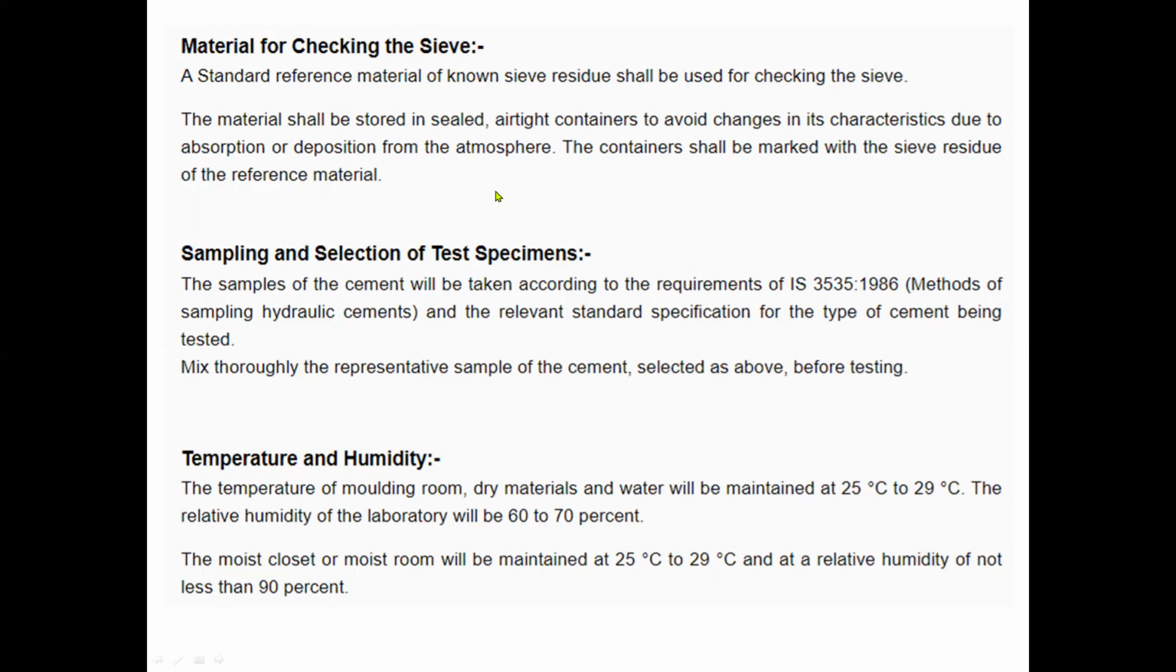Let us now proceed to temperature and humidity. The temperature of the molding room, dry materials and water will be maintained at 25 degrees Celsius to 29 degrees Celsius. The relative humidity of the laboratory will be 60 to 70%. The moist closet or moist room will be maintained at 25 to 29 degrees Celsius and at a relative humidity of not less than 90%.